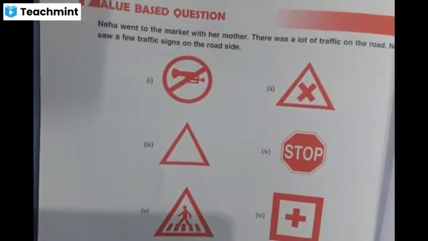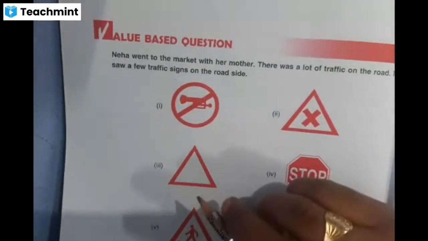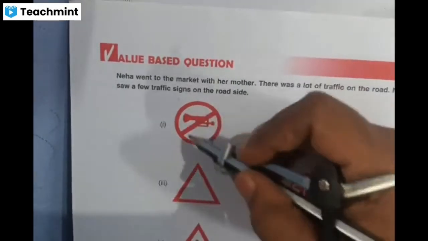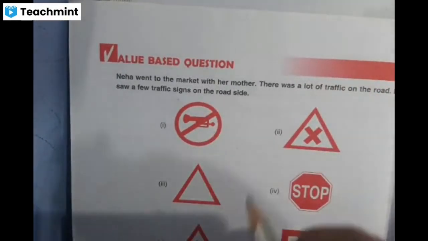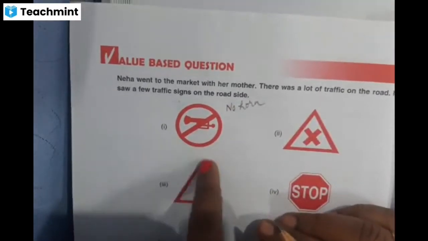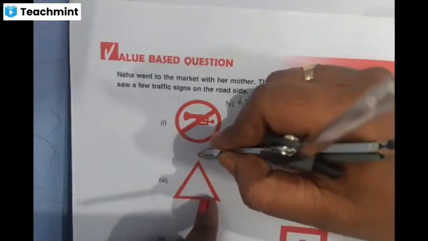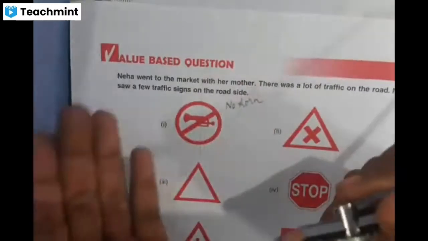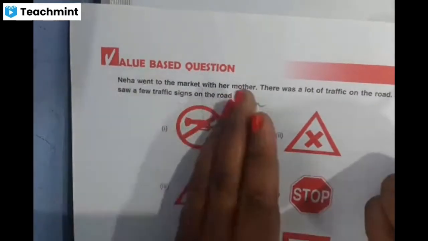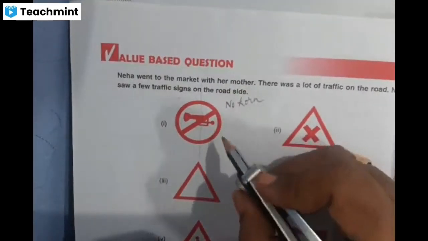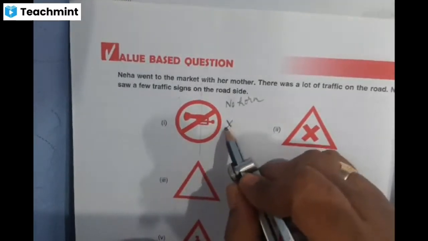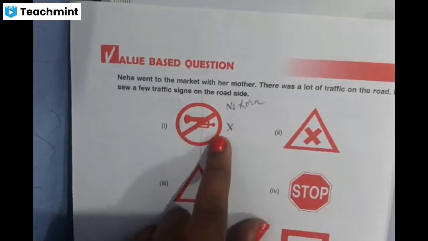So the first one, children, is the horn sign. Here this symbol represents no horn. What is the symbol representing here? No horn. If I draw the line of symmetry somewhere here, if I fold it about the line, will I get the same image? No, I'm getting a different one, isn't it? They are not coinciding. Therefore, the answer is this will not have the line of symmetry. Isn't it? This will not have the line of symmetry.